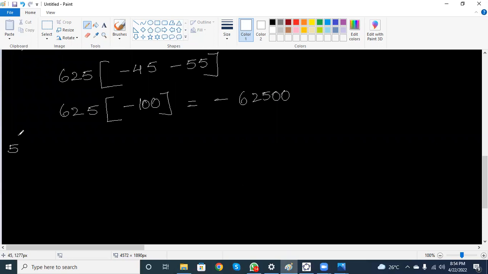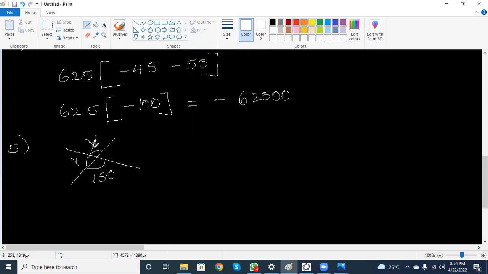Fifth question. We have given this. This is Y, sorry, this is Y and this is X. And this is 150. Two lines are intersecting here. So find X and Y without measuring actually.